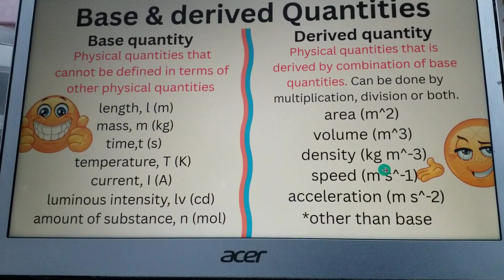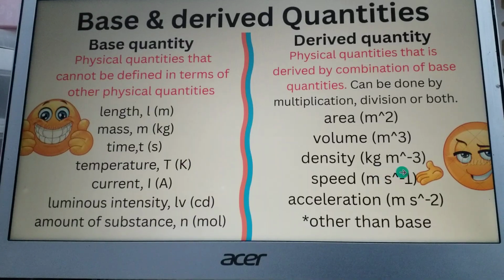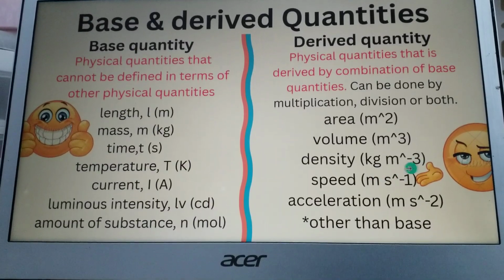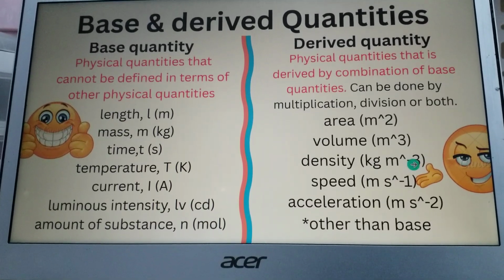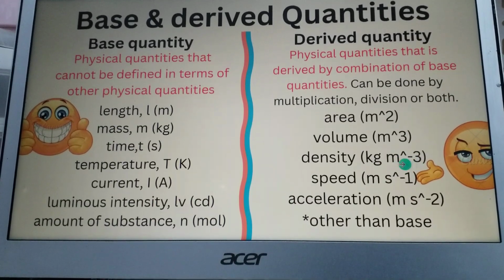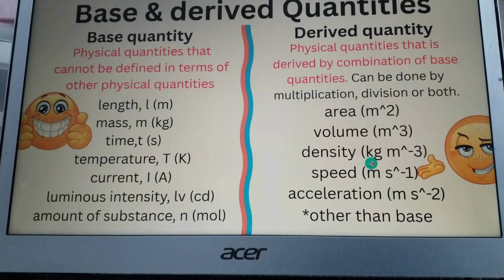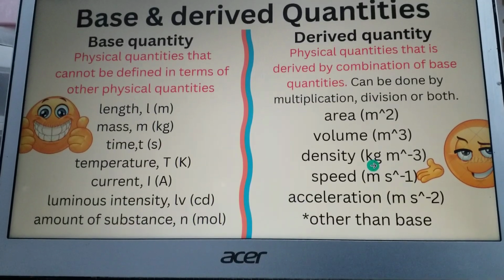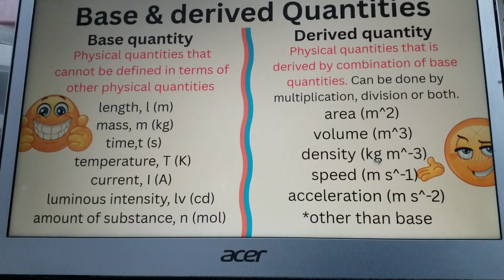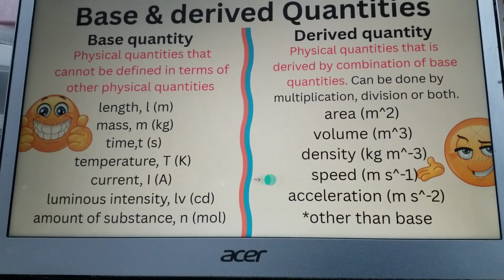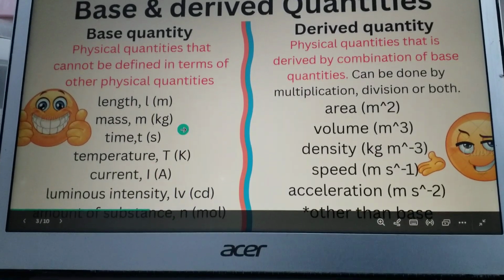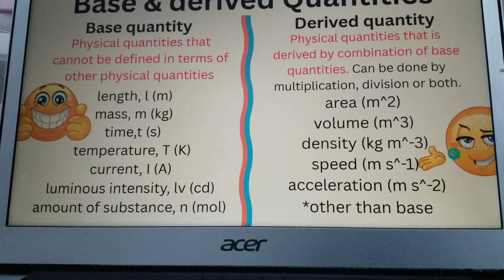Density. The unit is kilogram per meter cube. If there's a negative power here, that means it's divide. So the formula for density is mass over volume. So the mass is kg from the base quantity, and volume is from here.